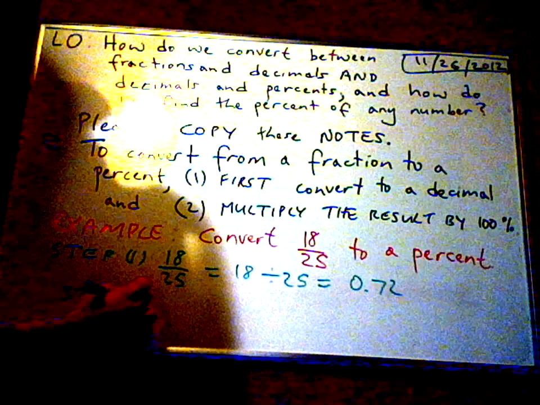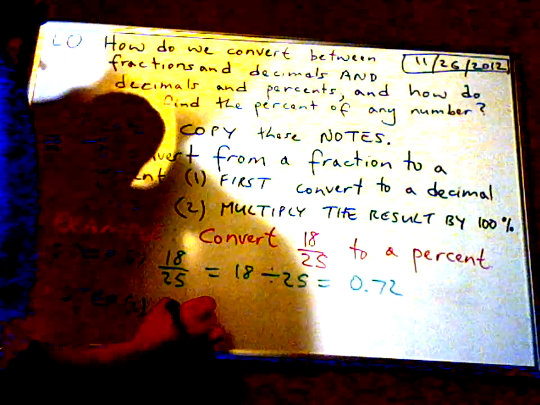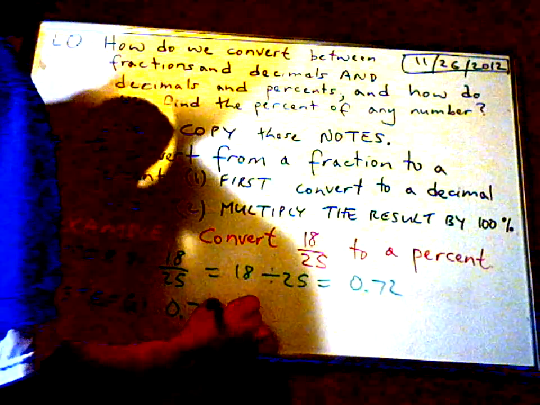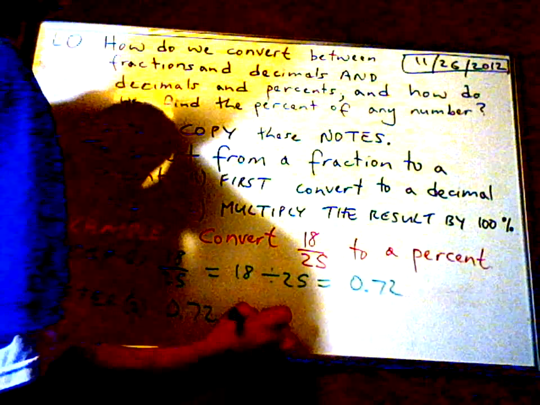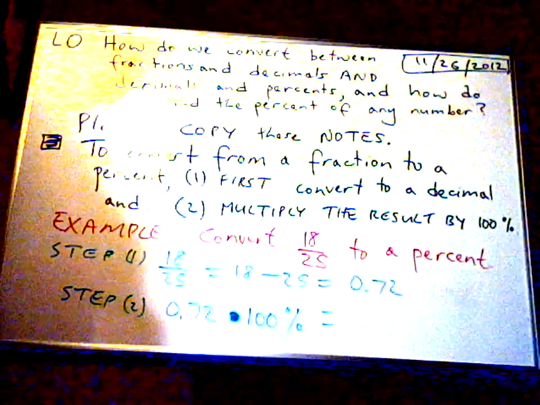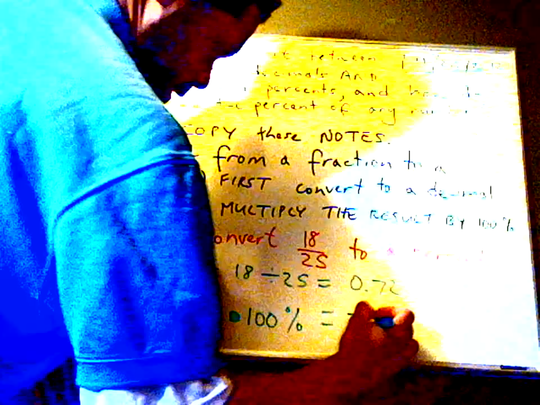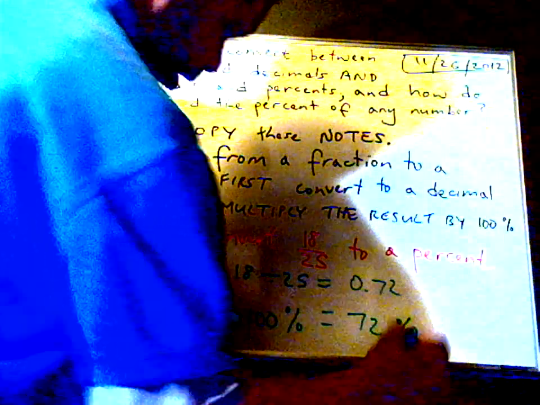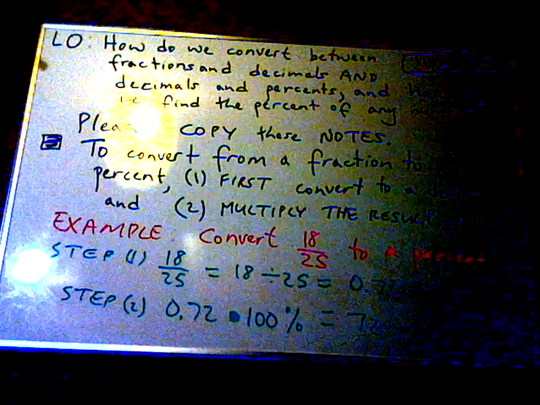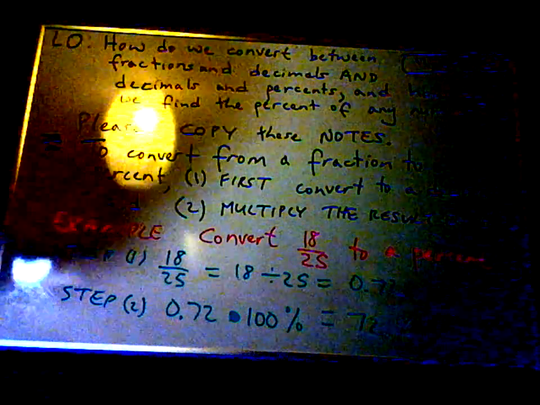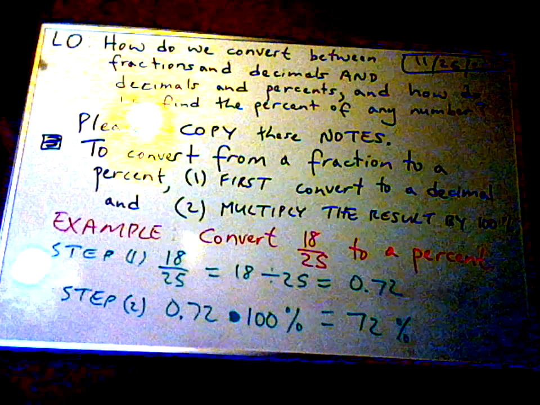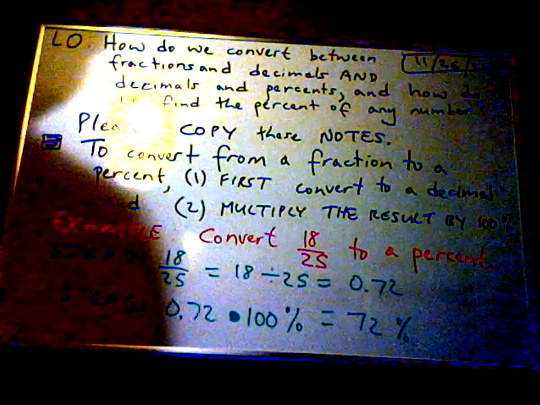Step two: 0.72 multiplied, I'm going to use a big dot for multiply, by 100%, is just going to give you 72%. All right? 0.72 multiplied by 100% is just going to give you 72%. I want you to note something here.